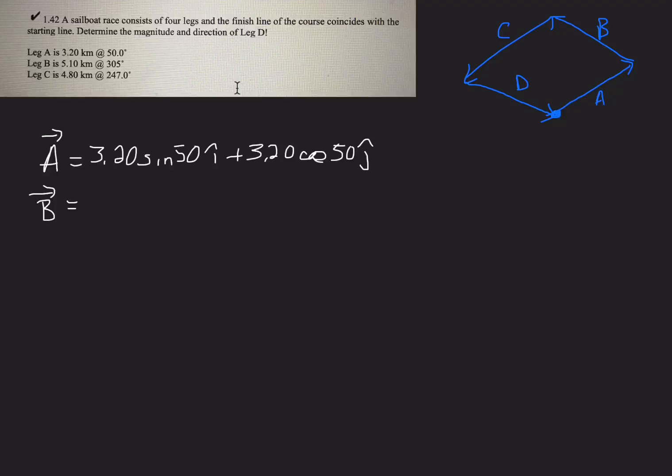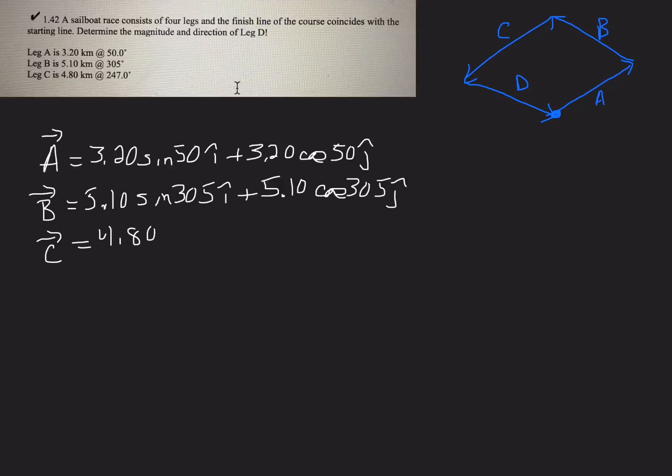So the next one, B, would be 5.10 sine of 305 i hat plus 5.10 cosine of 305 j hat. And vector C would equal 4.80 sine of 247 i hat plus 4.80 cosine of 247 j hat.